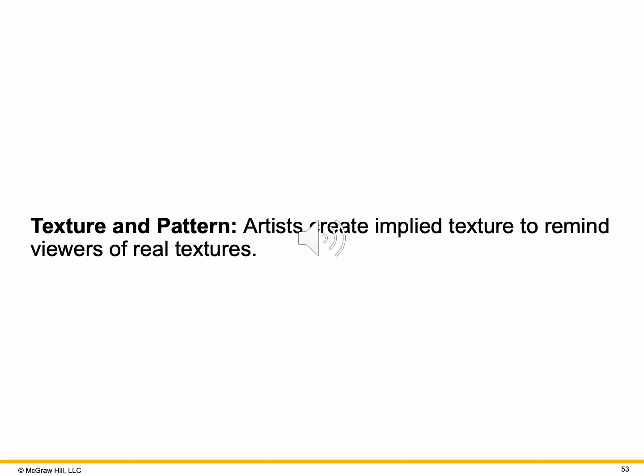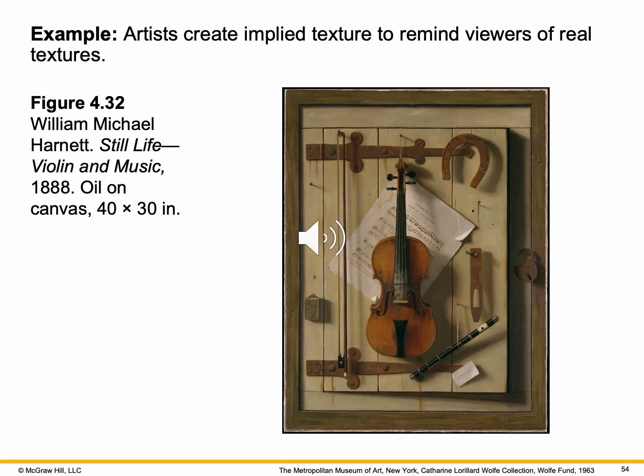Texture and pattern. Artists create implied texture to remind viewers of real textures. Naturalistic painting can suggest the texture of objects in the world in the same way that photography does, by faithfully recording the way light plays over their surfaces. In the years before photography was widely available, still life painters delighted in capturing visual texture in paint.